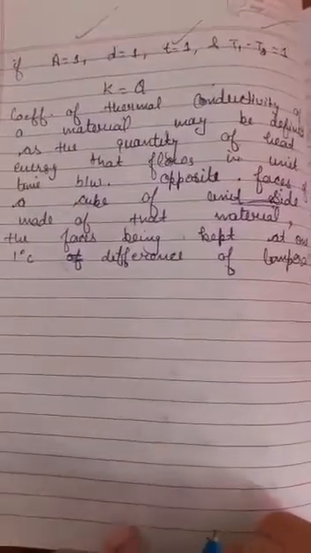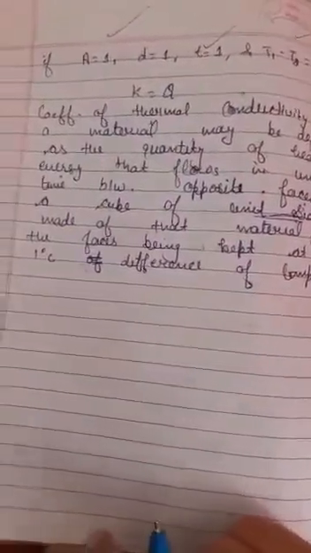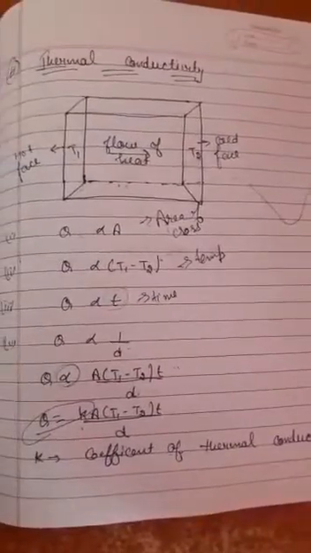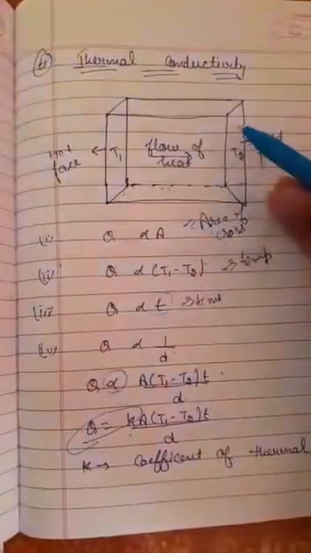So this is all about thermal conductivity, meaning how much heat is flowing through a substance by conduction depends upon these factors. This is very important for your examination, and there are many numericals on this topic. This is the particular diagram which you are supposed to make to attempt this derivation.